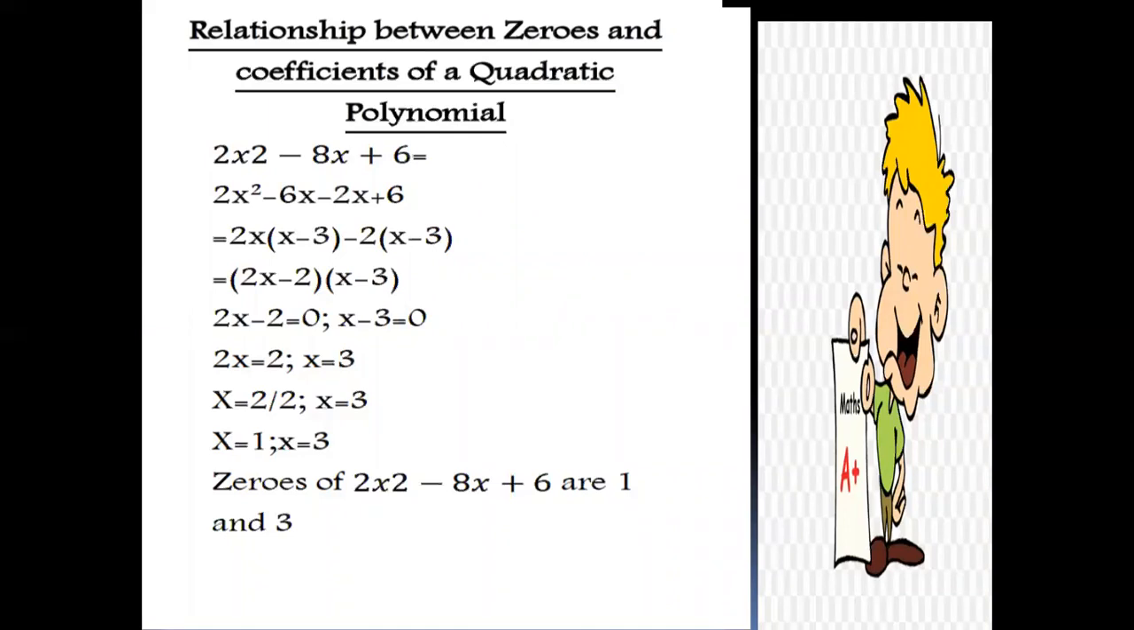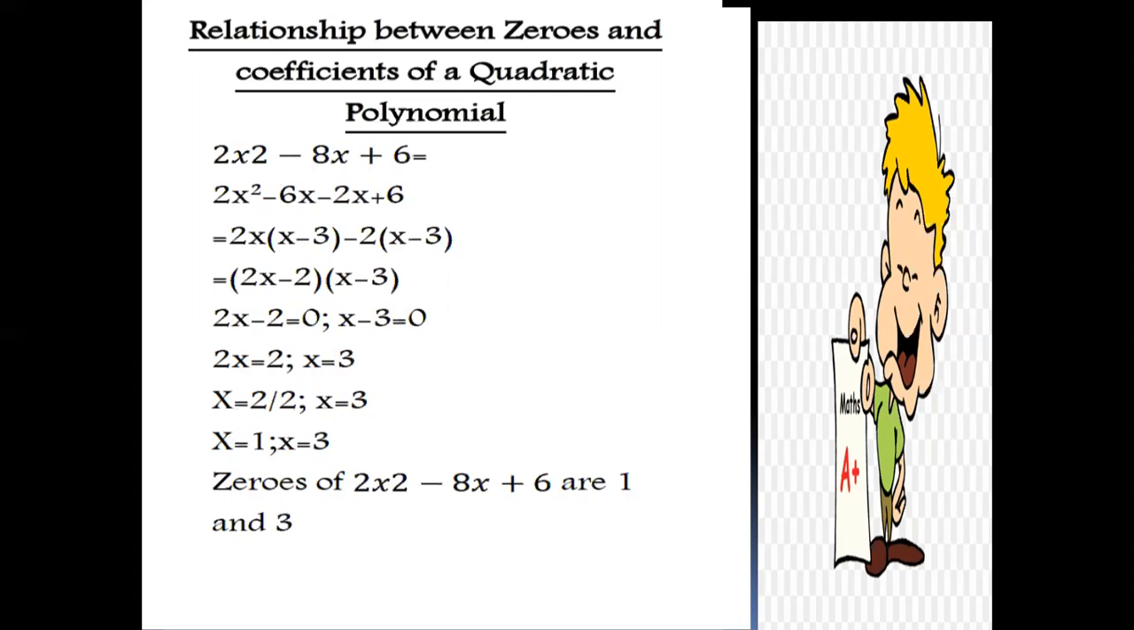The 12 can be written in so many ways as the product of two numbers, that is 4 into 3 is 12, 6 into 2 is 12, and 12 into 1 is also 12. But here we have minus 8, so 6 into 2 is 12, and 6 plus 2 is 8, which is suitable to this middle term. So let us split 8x as minus 6x and minus 2x. So rewrite the equation as 2x square minus 6x minus 2x plus 6.